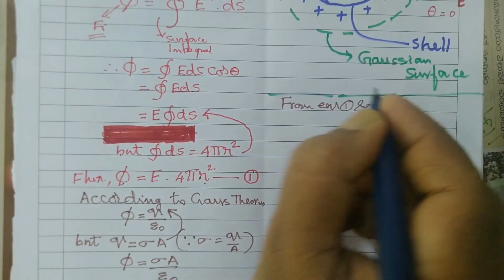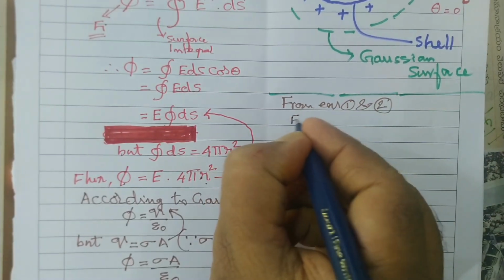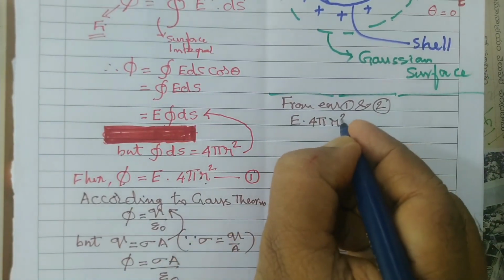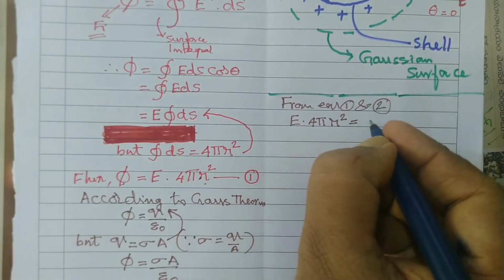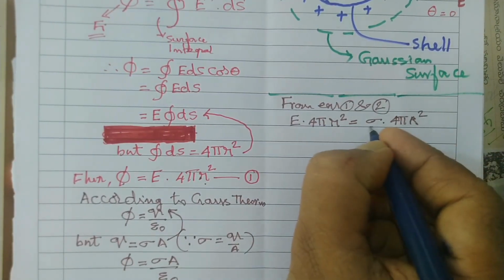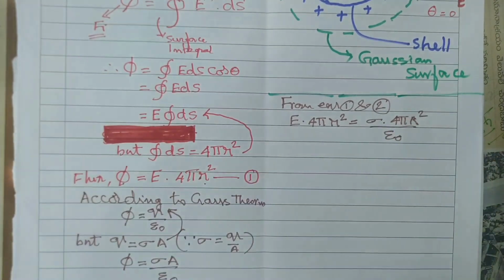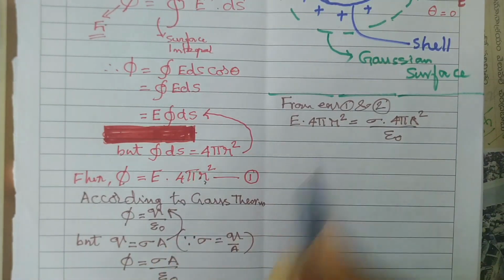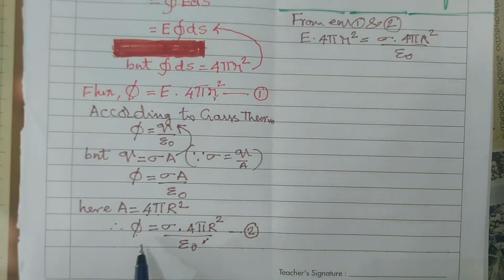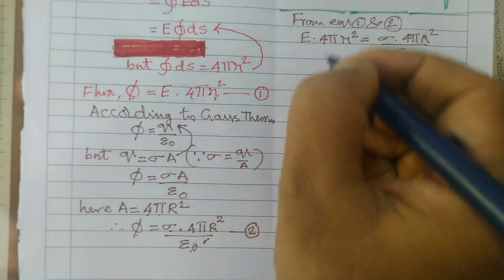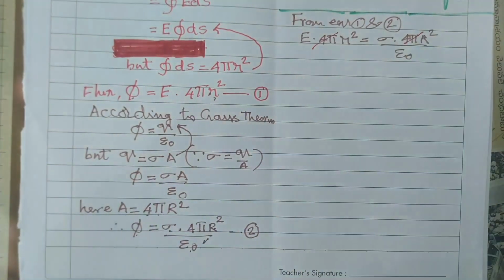From equations 1 and 2, we say that E into 4 pi small r square, you must be very careful, is equal to sigma into 4 pi capital R square by epsilon naught. In the first one, 4 pi small r square is there, that I have written here. Gauss theorem, here whatever you have got, sigma 4 pi R square by epsilon 0, I have written here. If you observe carefully, we will find that this 4 pi cancel each other.